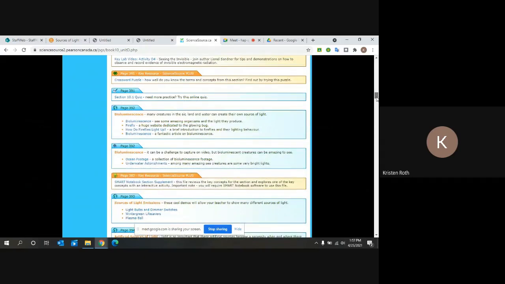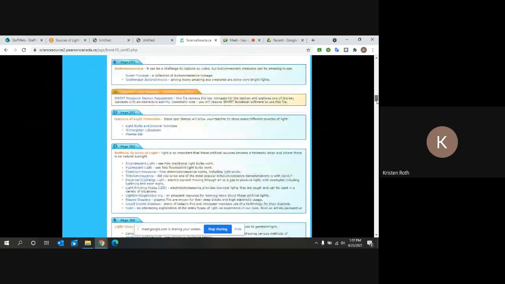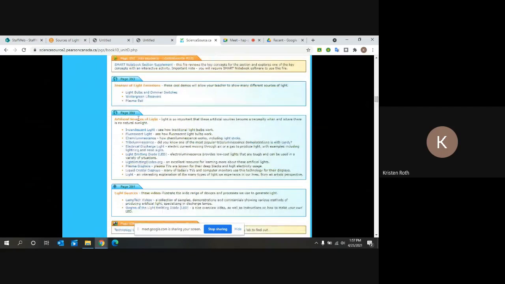We have here where it says, so I said 392. There is some talk about the bioluminescence there, and then the sources of light emissions. And then down here, it has each of them individually. So you'll just have to click on each of them, get your definition, get your example, but look it over.